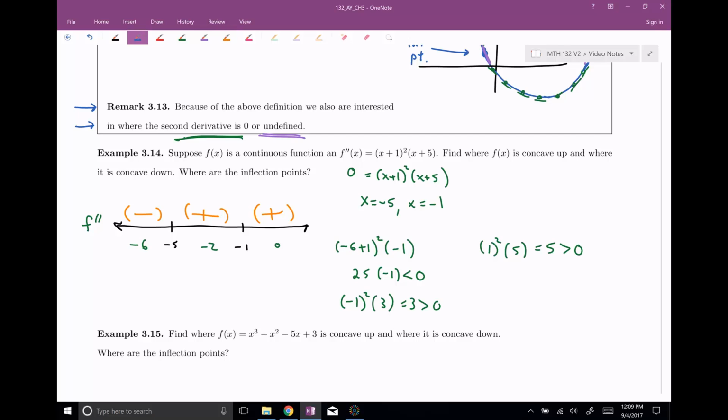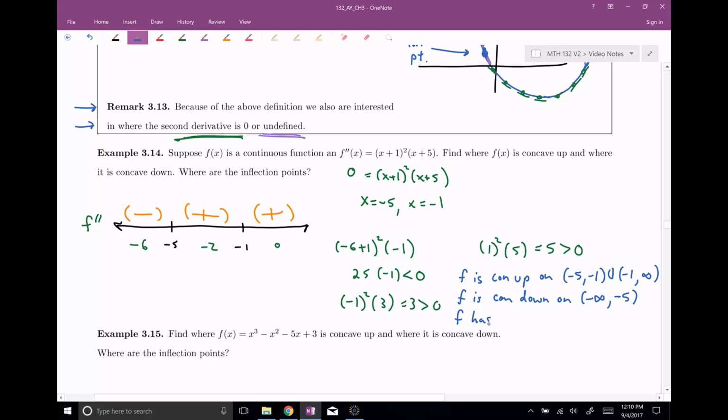Okay, so again, our question was, where is the function concave upward, where is the function concave downward, and where are the inflection points? So I'm going to say f is concave up on -5 to -1, and then again from -1 to infinity, but not including that -1. f is concave down on -infinity all the way to -5.